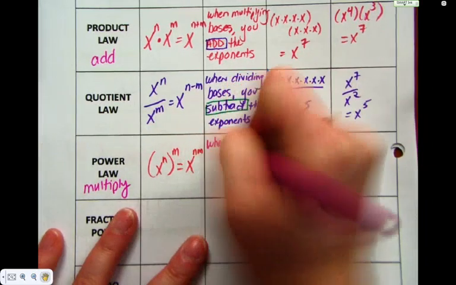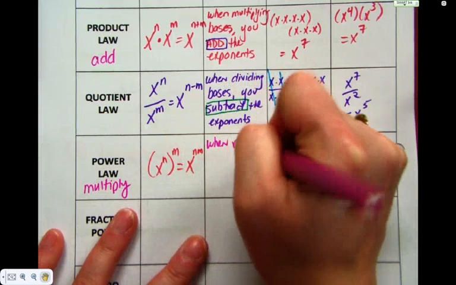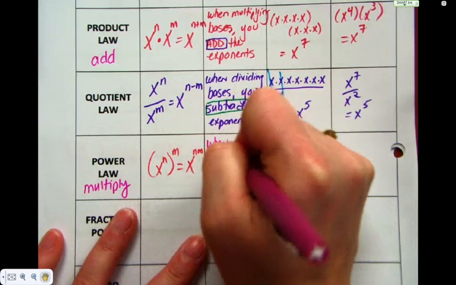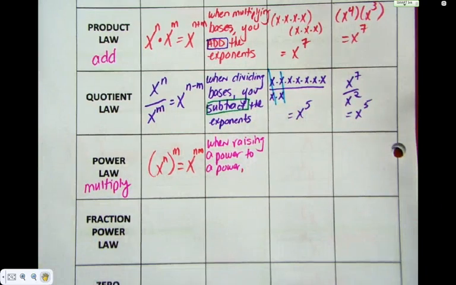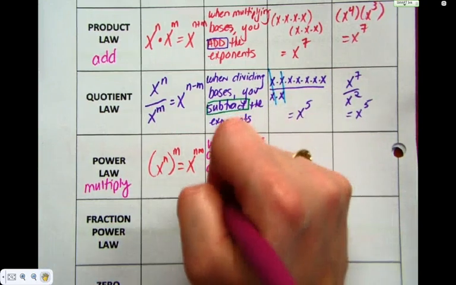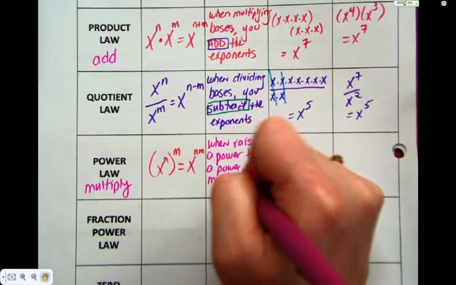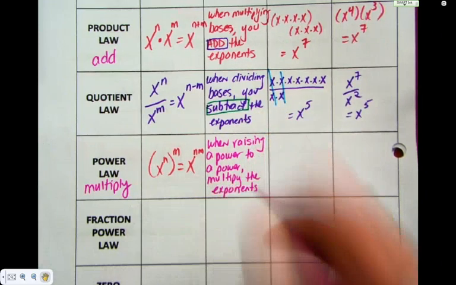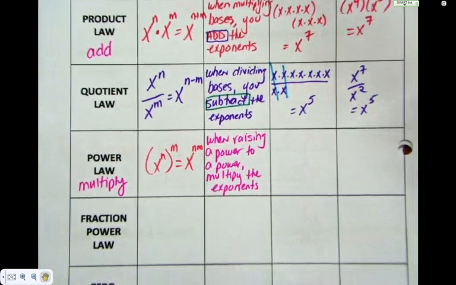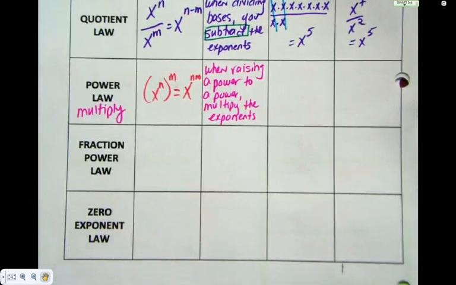When raising a power to a power, multiply the exponents.